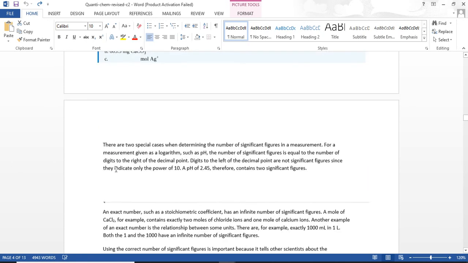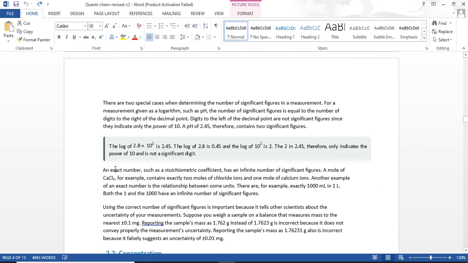Okay? There are two special cases when determining the number of significant figures in a measurement. For a measurement given in a logarithm, such as your pH, the number of significant figures is equal to the number of digits to the right of your decimal point. Digits to the left of your decimal point are not significant since they indicate 10. Okay, a pH of 2.45 therefore contains two significant figures na.